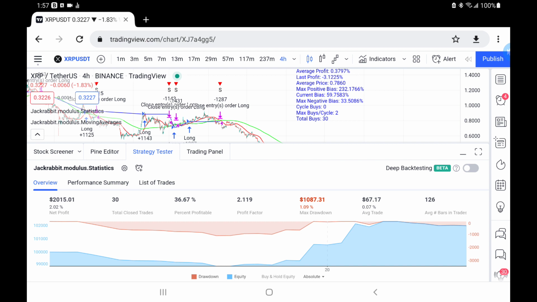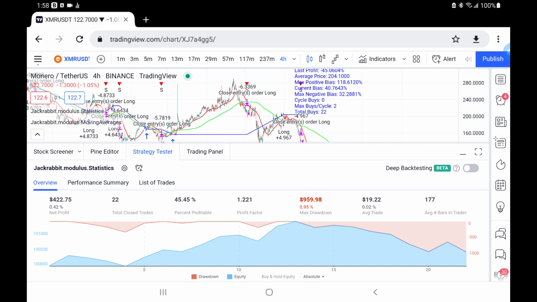Here's another coin that has taken a lot of losses over time. It's only won 36% of the time, and yet, in the end, it still made money. Another one, same thing, not doing very well here, but still making money.